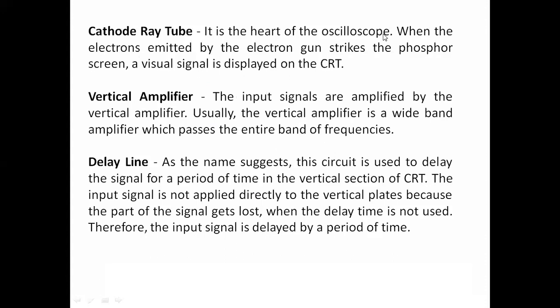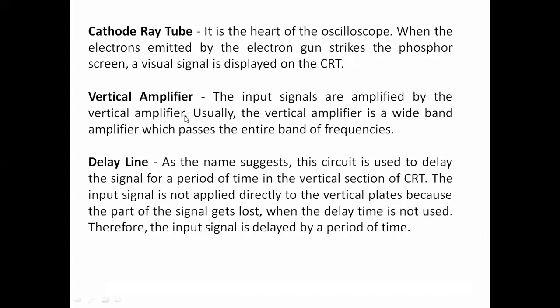It is the heart of the oscilloscope. When the electrons emitted by the electron gun strike the phosphor screen, a visible signal is displayed on the CRT. By using the phosphor screen, we can observe the electrons' movement. Next, the vertical amplifier: the input signals are amplified by the vertical amplifier.